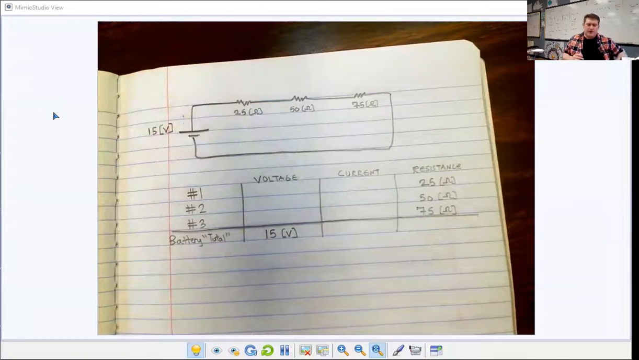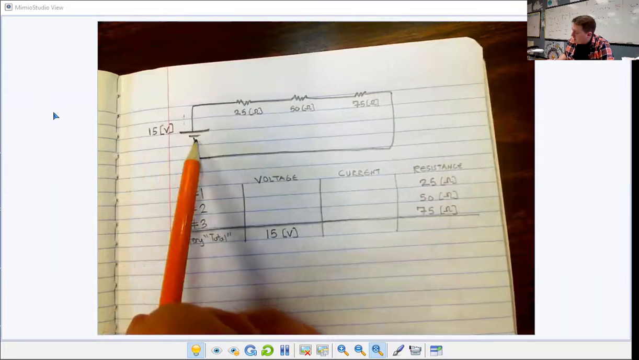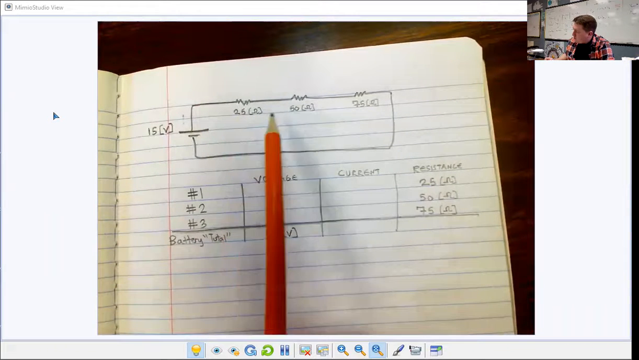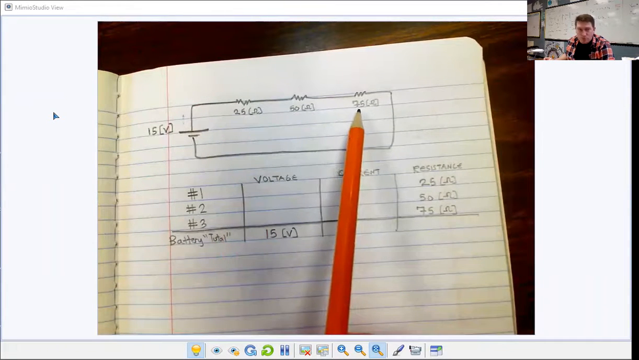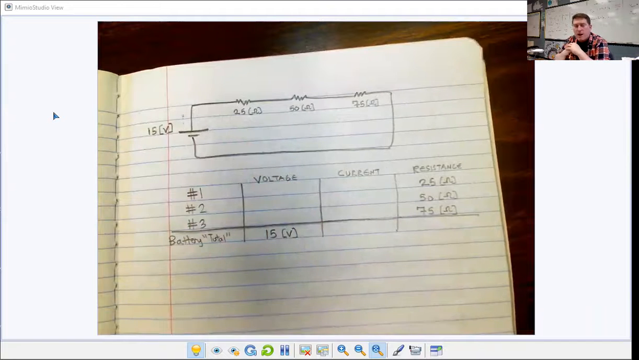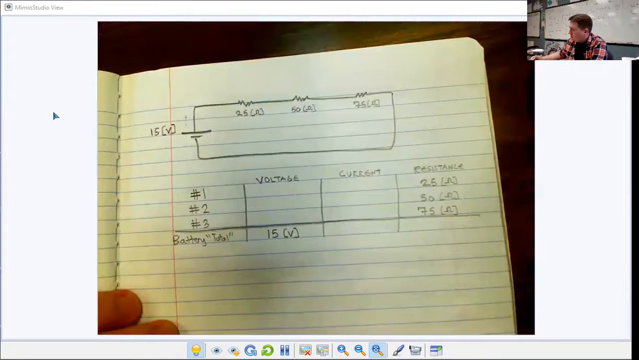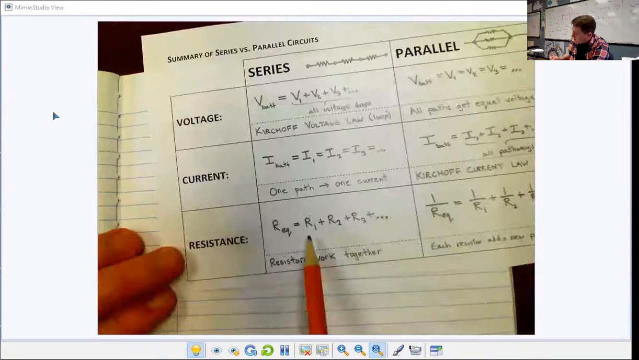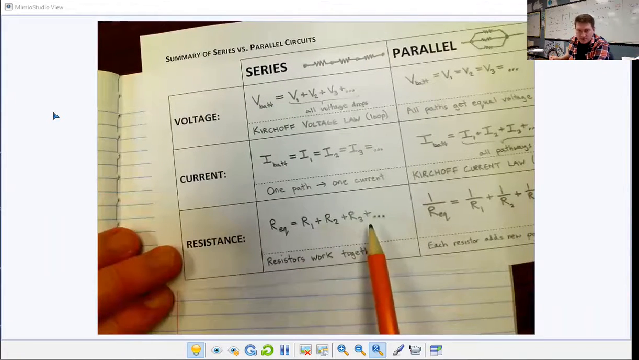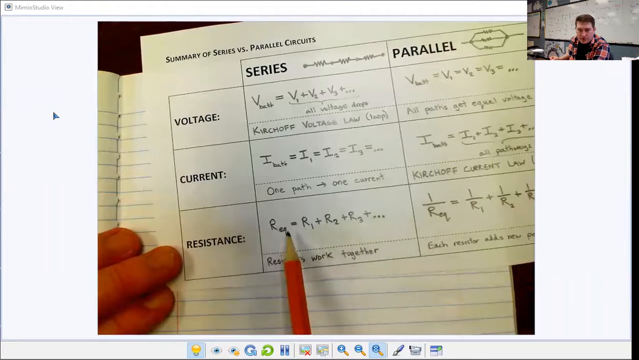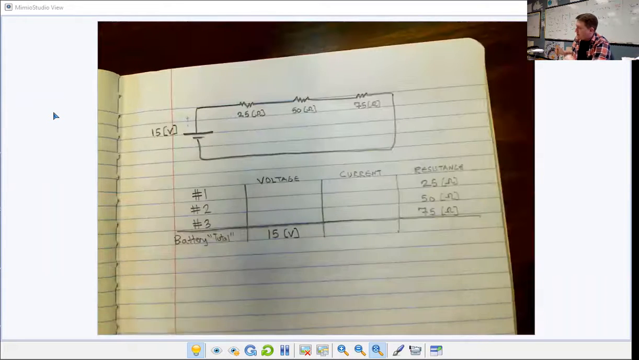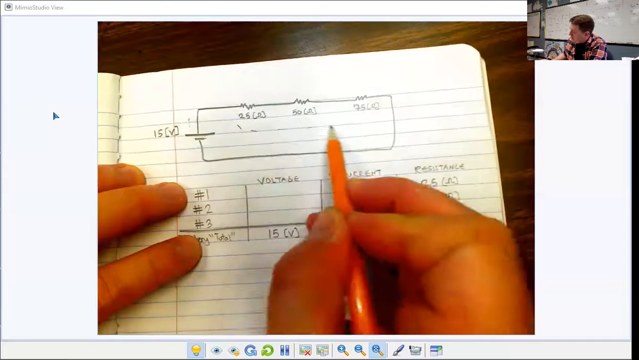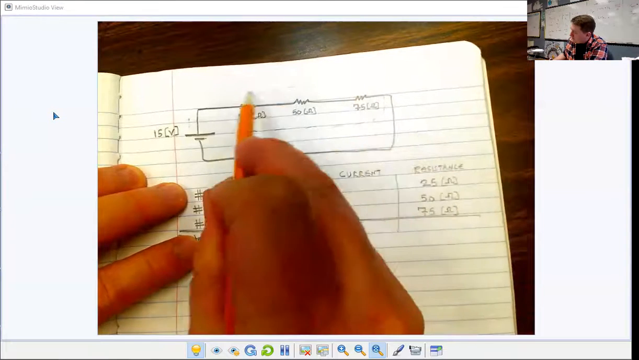Okay, now that we have done the FET simulation for the series circuit, wherein we had a 15-volt battery attached to a 25 ohm, 50 ohm, and 75 ohm resistor in series, I'm going to show you how to calculate this on an exam. So first of all, the rule of a series circuit is that when you have multiple resistors in series, you can add them up together as an equivalent resistor, meaning these three resistors work together.